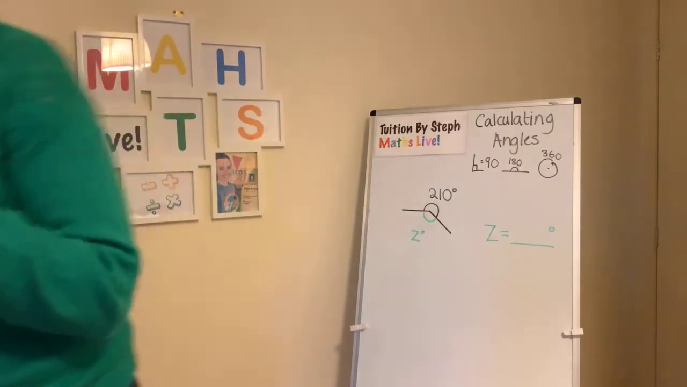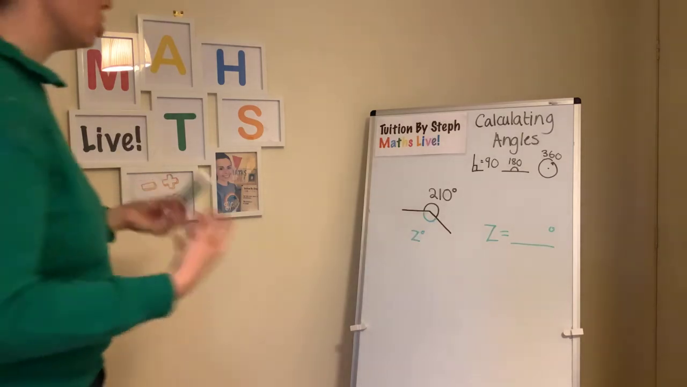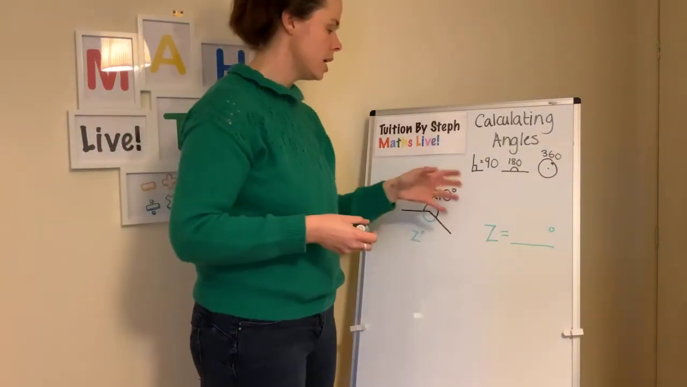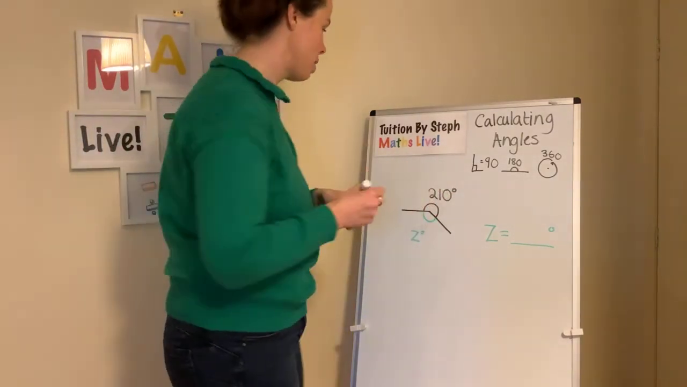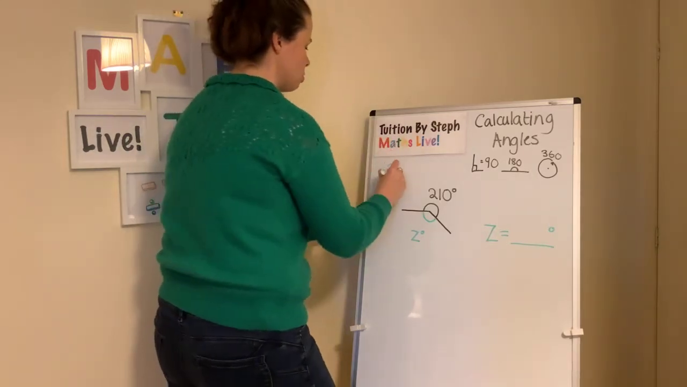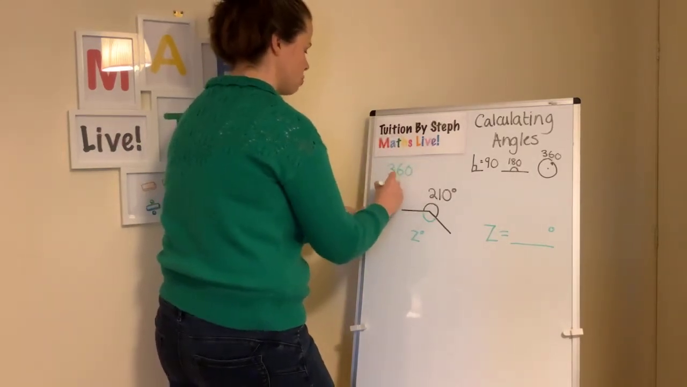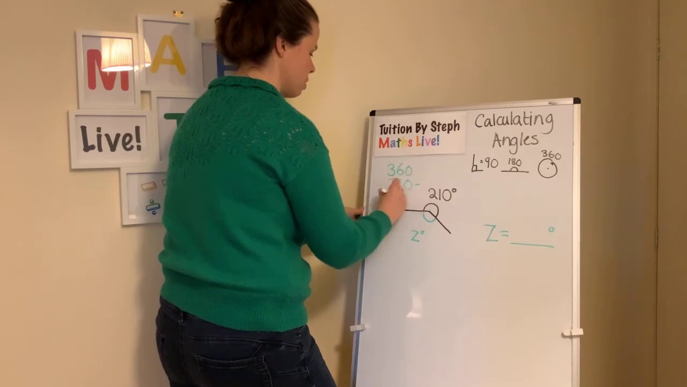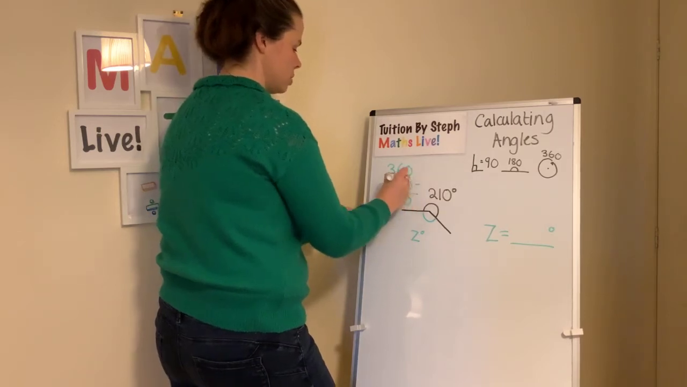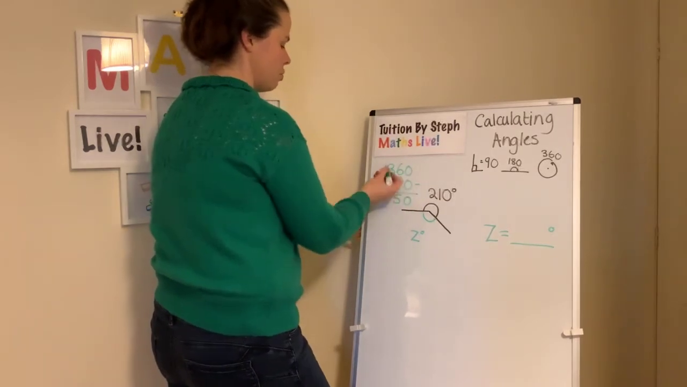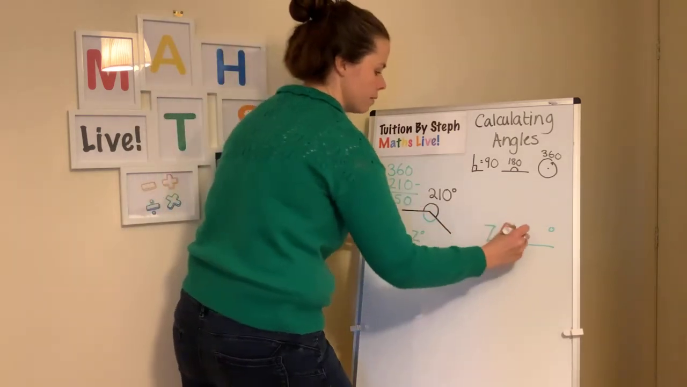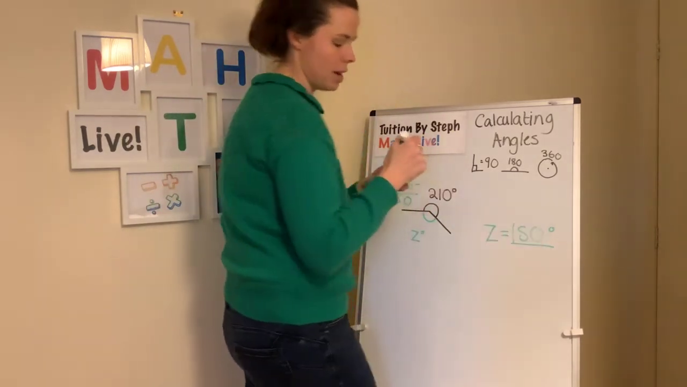Okay. So yeah, it's thinking, what do you add to 210 to make 360? You can either count on, or you can do 360 take away 210, whatever is best for you. So 0, 6 take away 1 is 5, 3 take away 2 is 1. So yeah, it's 150 degrees.